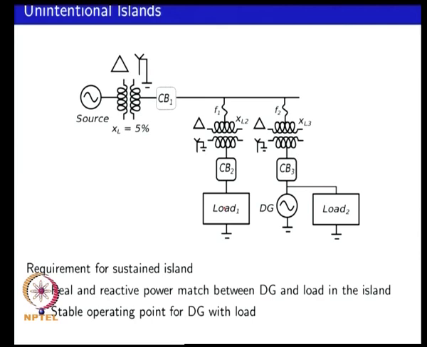And for the unintentional island to be operated in a sustained manner, you need to have a stable operating point of the DG and the load.